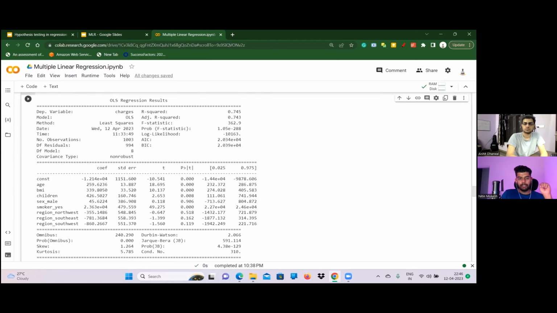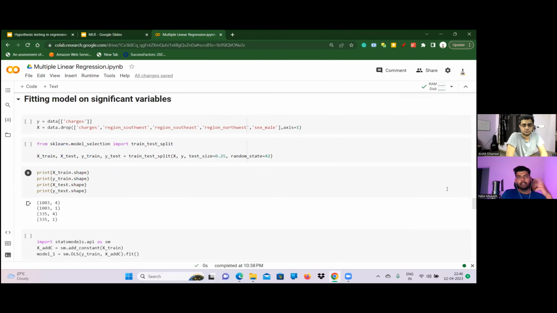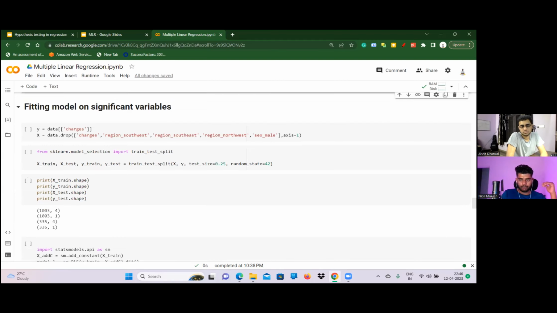I think it is a very big point because in general, what we do, we just fit the model and we make predictions. But the thing is that if a particular variable is not significant, you can always remove it from your model.